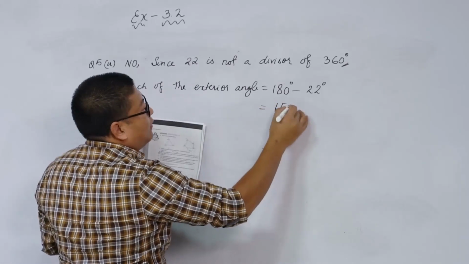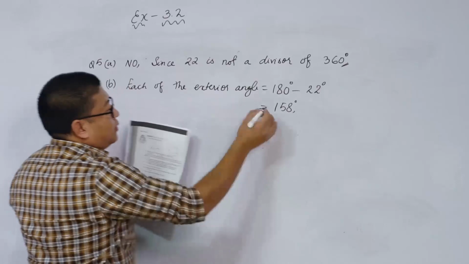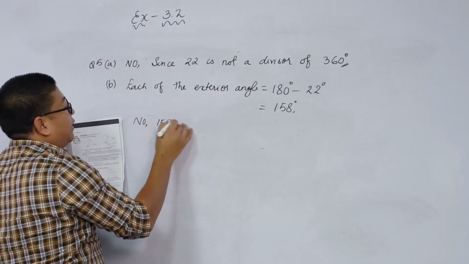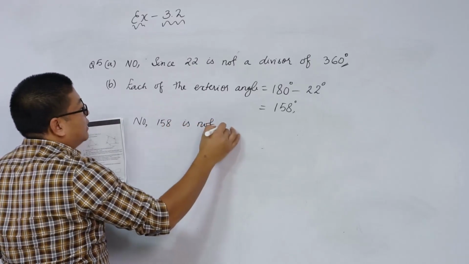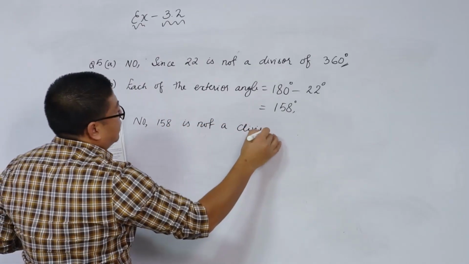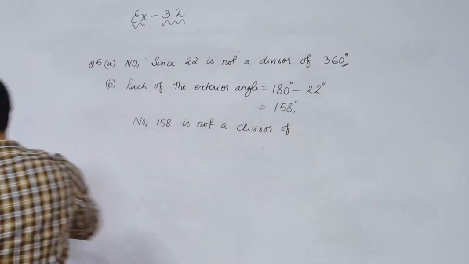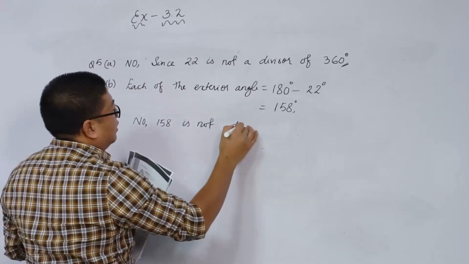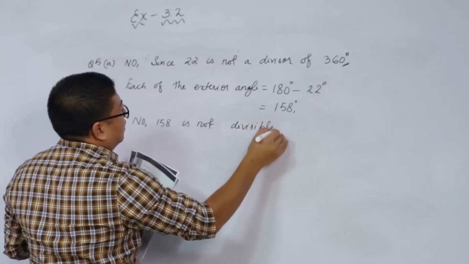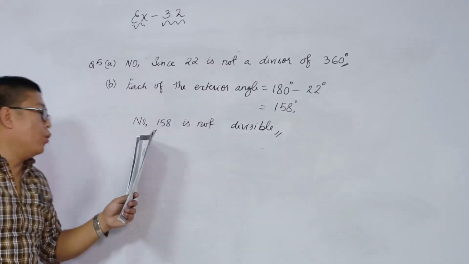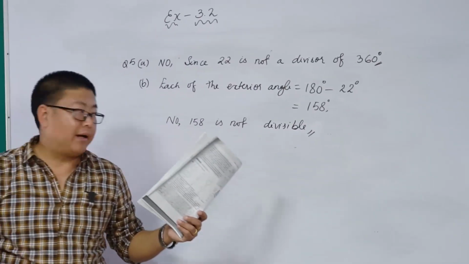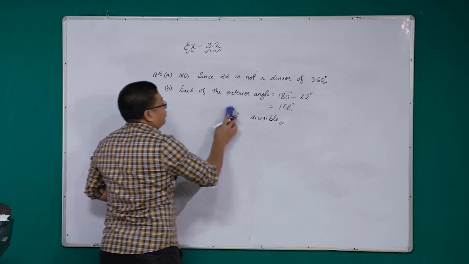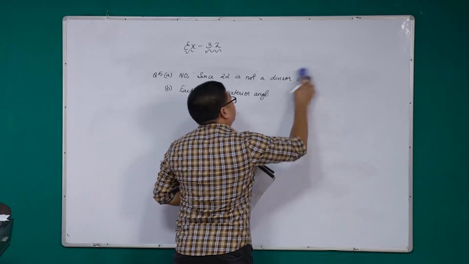We get 158. So we know that no, 158 is not a divisor, is not divisible. So we can conclude that no, this cannot be an interior angle because 158 cannot be divided. Right, with that we come to the end of exercise 3.2.